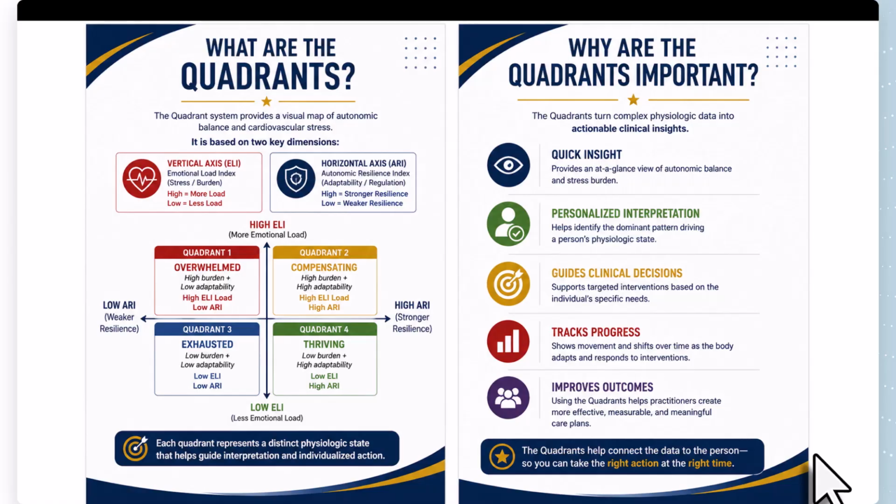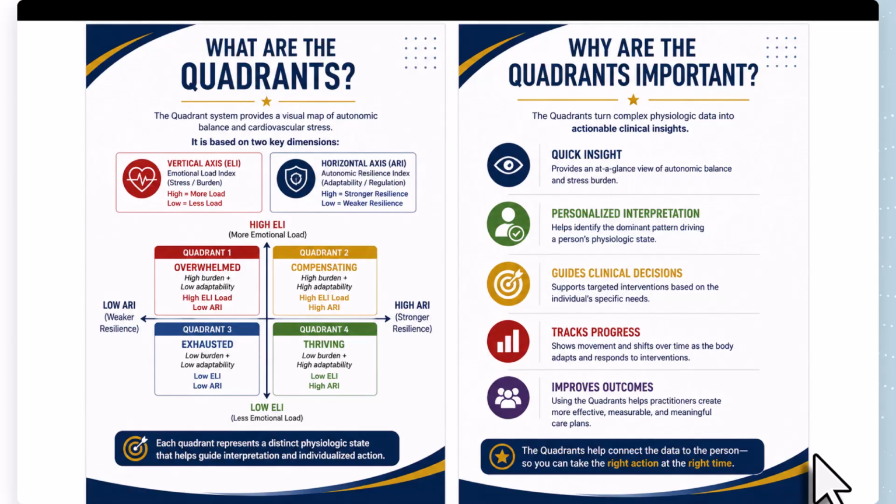I always forget that, right? And thriving, low burden all around. They have a low emotional load index, so not a big thing on the emotional side of things, and a high autonomic regulation index. So they're thriving, right? So each quadrant represents a distinct physiological state that helps guide interpretation and individual action.